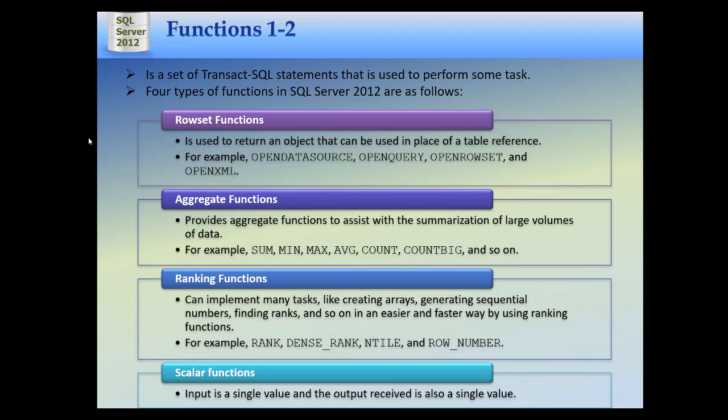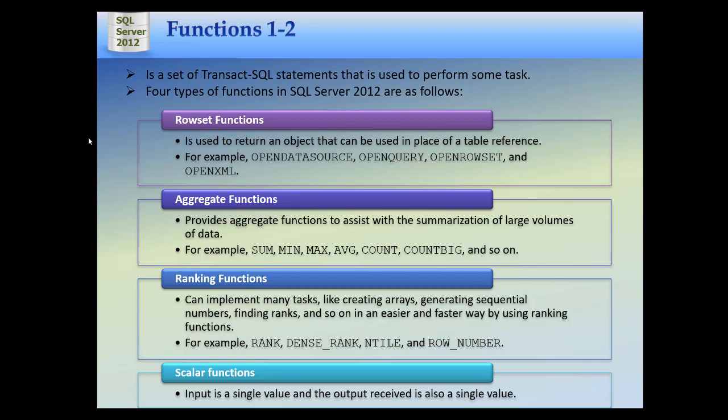So a function basically is a set of T-SQL statements which are used to perform some tasks. And the 4 types of functions in SQL Server are given below. So we have rowset functions, which are used to return an object which can be used in place of a table reference. Examples: we have OPENDATASOURCE, OPENQUERY, OPENROWSET, and OPENXML.